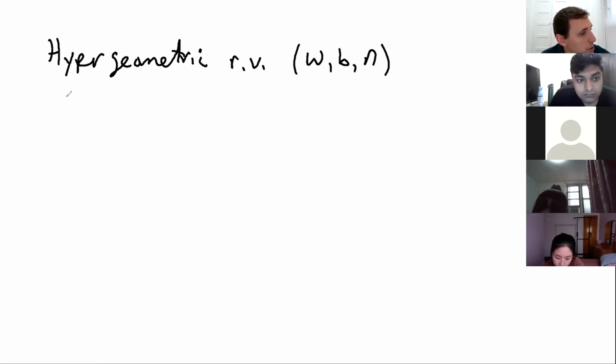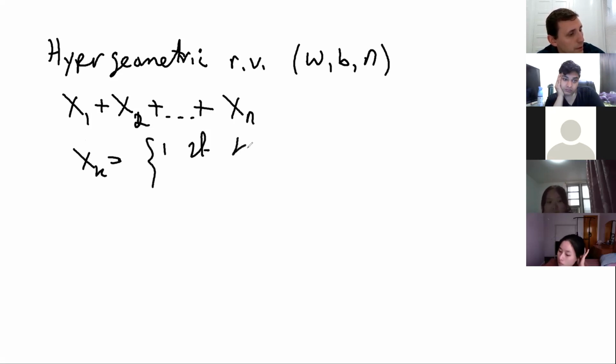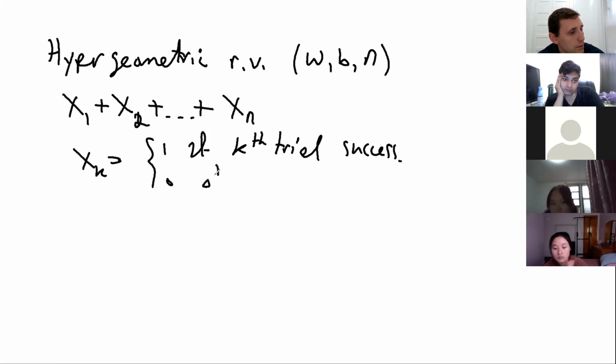What's happening in the situation? Just like with the binomial random variable, I can say the number of successes is x1 plus x2 plus xn, right? Where xk is equal to 1 if the kth trial is a success, 0 otherwise. You agree? So what's the expected value here?